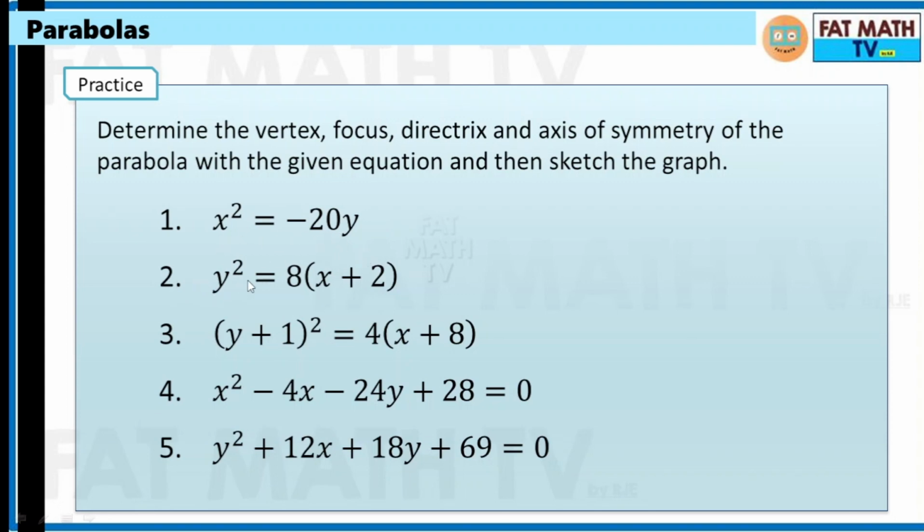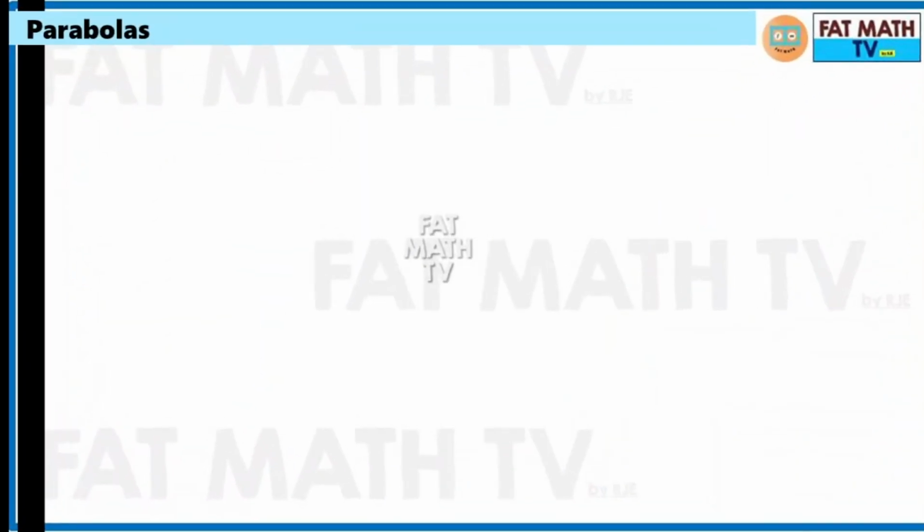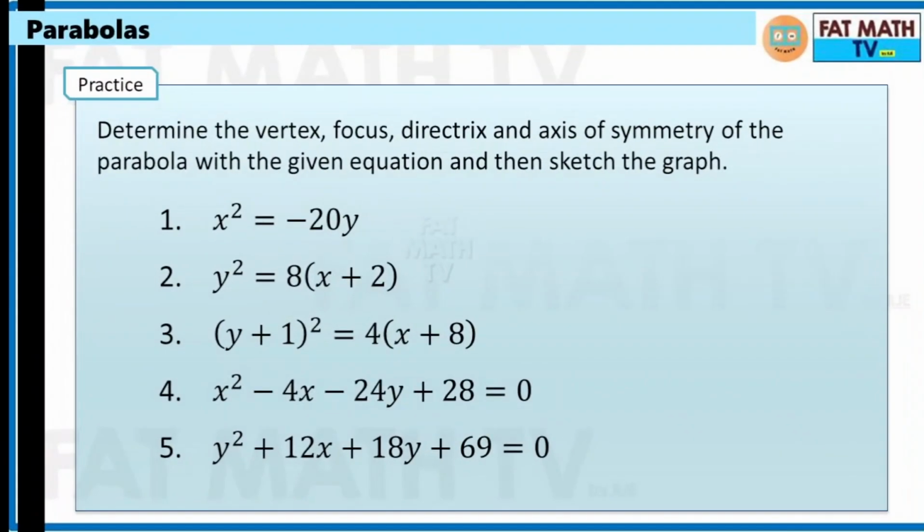Number 2, y squared equals 8 times x plus 2. Number 3, y plus 1 squared equals 4 times x plus 8. Number 4, x squared minus 4x minus 24y plus 28 equals 0. Number 5, y squared plus 12x plus 18y plus 69 equals 0. So, if you're not ready yet, you can pause the video.